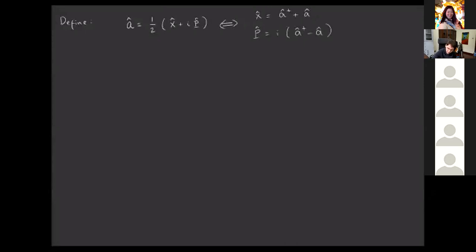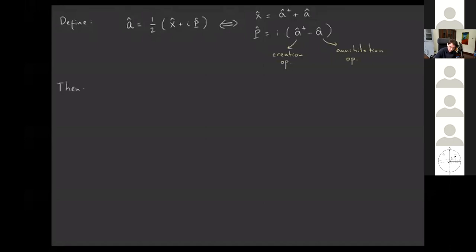okay? And you will see why in a second, but these new operators, we call a dagger the creation operator, and a, we call it the annihilation operator. So they are not independent. One is the adjoint of the other. So annihilation and creation operators, you will see why the name in a second.